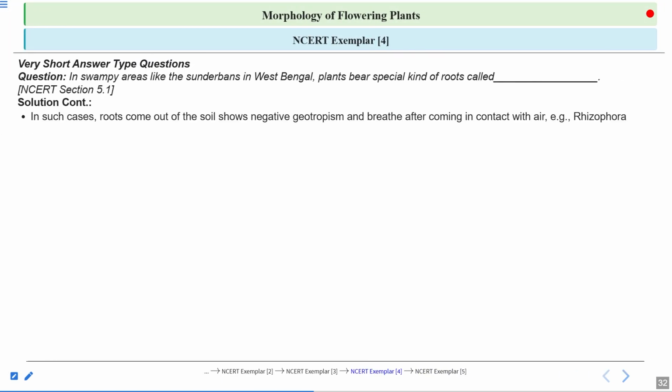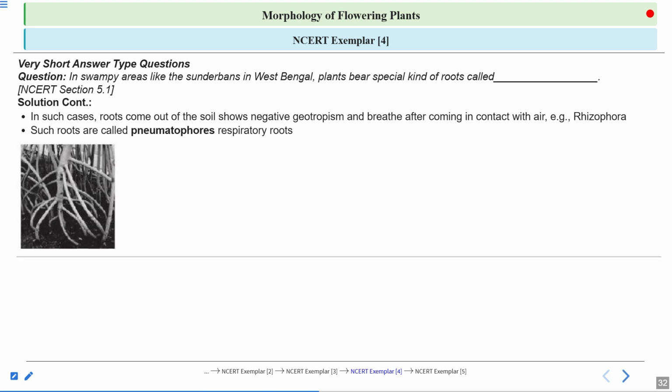In such cases, roots come out of the soil, show negative geotropism and breathe after coming in contact with the air. So they take the oxygen from the air through the pneumatophores, right? And one of the mangrove plants as an example is Rhizophora. Very important. You must remember one species name, that is Rhizophora. So such roots are called pneumatophores, respiratory roots. So this is one example of a figure showing the pneumatophores.